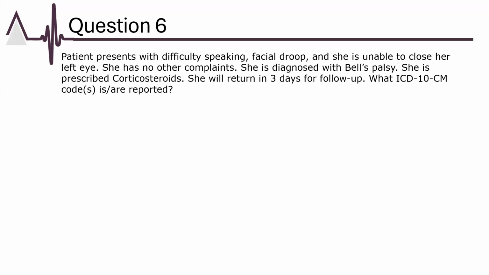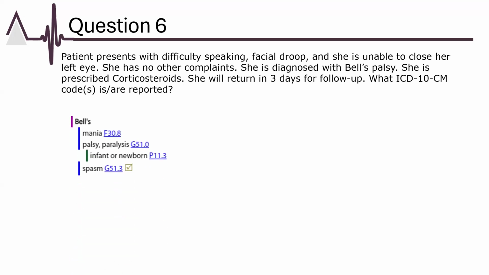Question 6. Patient presents with difficulty speaking, facial droop, and she is unable to close her left eye. She has no other complaints. She is diagnosed with Bell's palsy. She is prescribed corticosteroids. She will return in 3 days for follow-up. What is the ICD-10 code or codes that are reported?